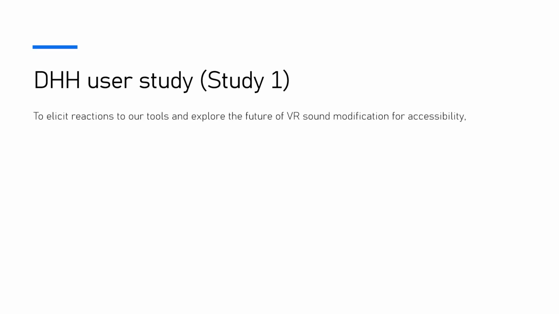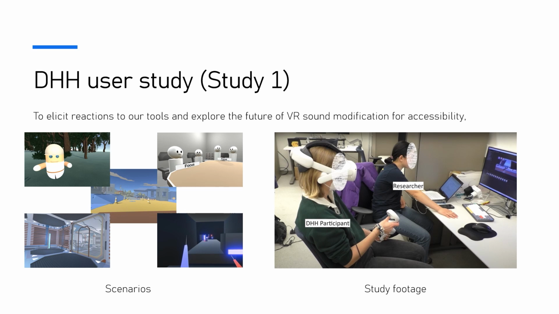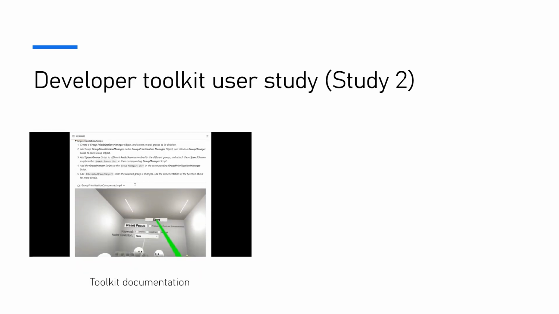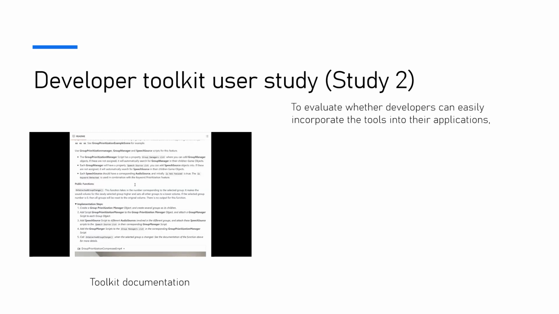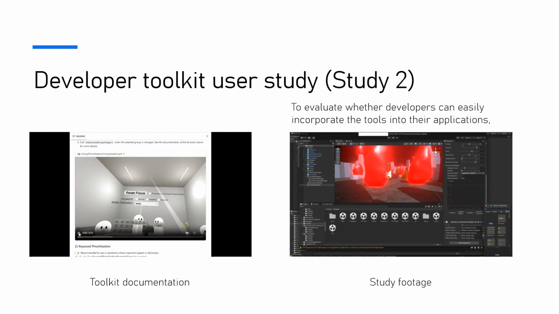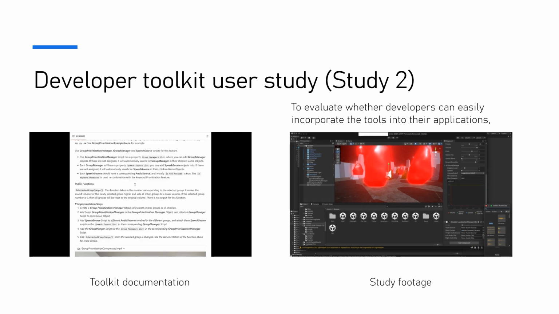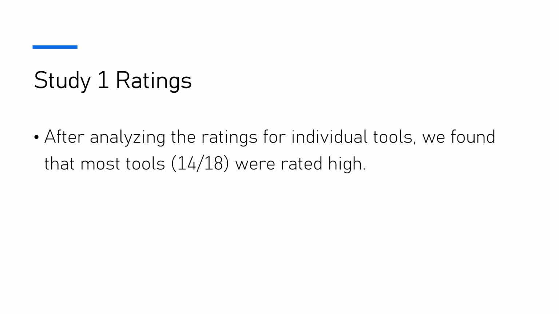To elicit reactions to our tools and explore the future of VR sound modification for accessibility, we conducted a user study using 5 VR scenarios with 10 DHH participants. We also compiled a Unity toolkit and documented it on GitHub. To evaluate whether developers can easily incorporate the tools into their applications, we conducted a usability study with 6 Unity VR developers.